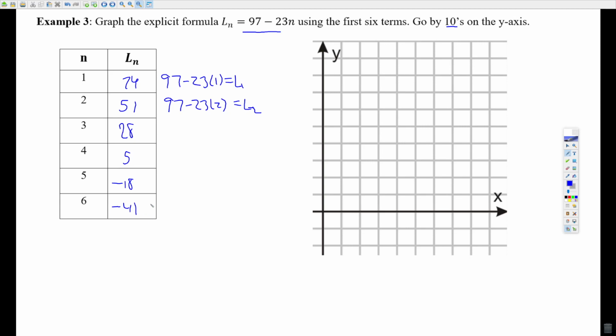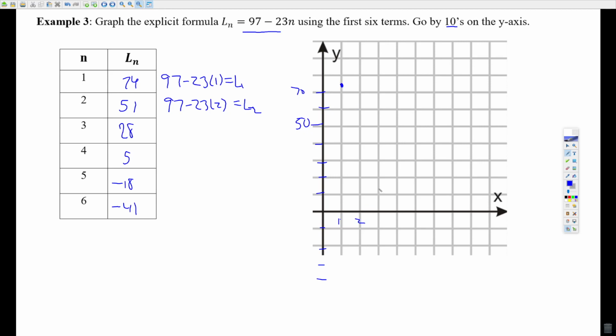Doesn't look like we can probably graph this one. We're only going to be able to go 10, 20, 30, 40 would be down here somewhere. So let's do the rest of them. So at 1, again, I'll just go by ones on this one. At 1, it's 74. So 10, 20, 30, 40, 50, 60, 70. So we're going to be right here. 74 would be right about there.